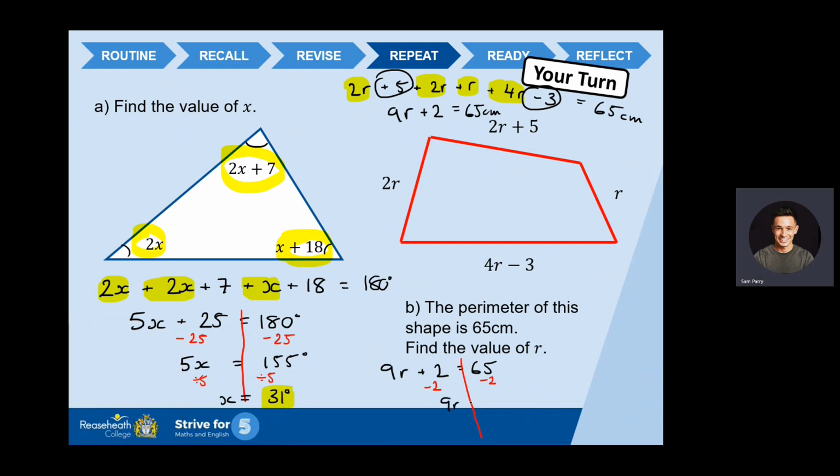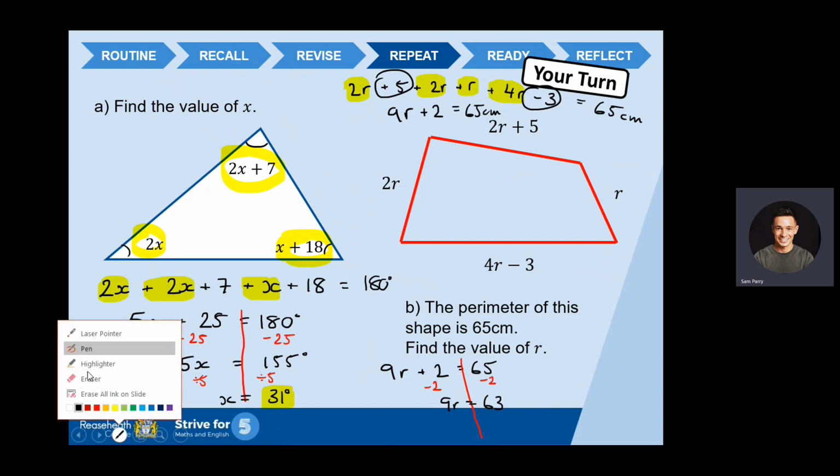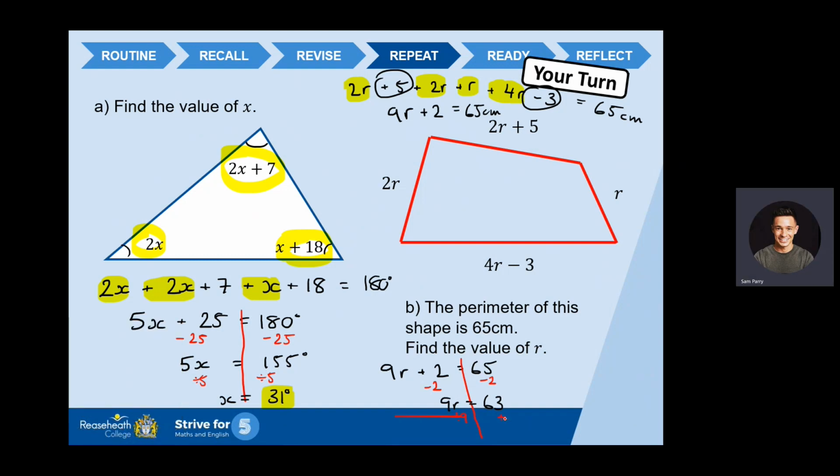9r equals 63. Now, hopefully you guys are telling me through your computer screens or laptop screens or iPads or phones, whatever you're watching this on, hopefully you're telling me the last thing I need to do is divide by 9, and you'd be absolutely spot on. Because we've got 9r, so we're going to do 63 divided by 9. 63 divided by 9 is 7. Okay, and we're dealing with centimeters, so it's going to be 7 centimeters.